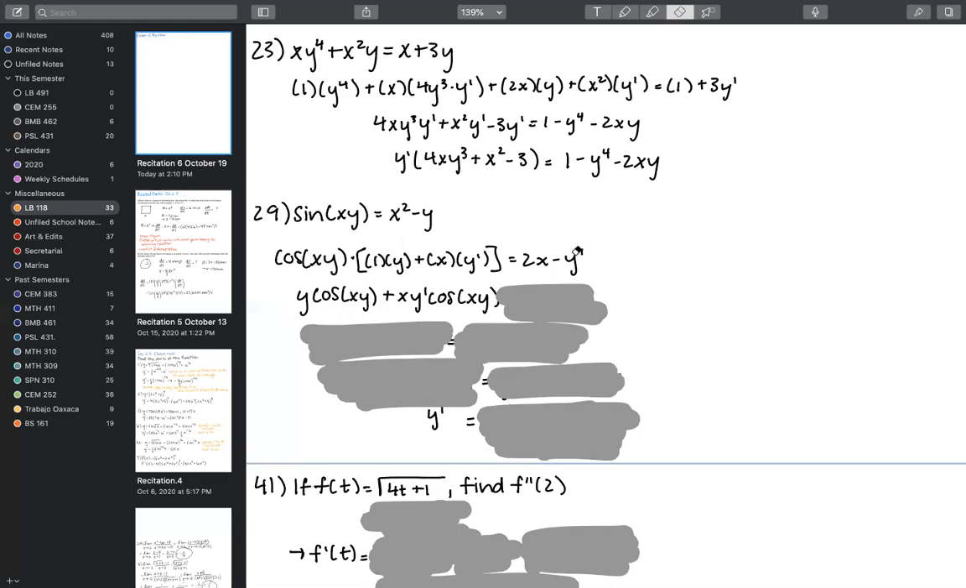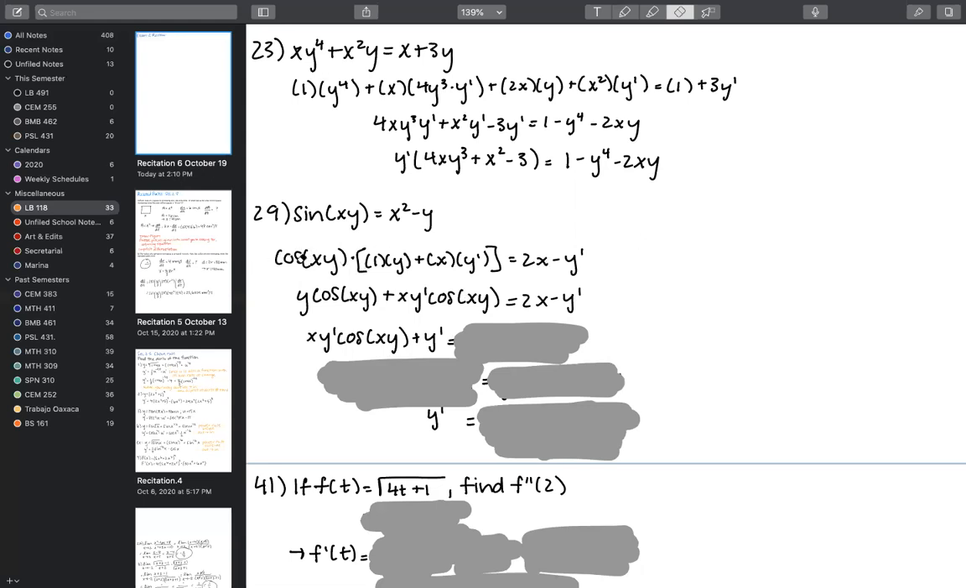However, this y prime term will then be divided by cosine of xy, and it'll be locked into that fraction, so to speak. So in order to get both y primes free so that we can isolate them, we're going to distribute this out so that we get y cosine of xy plus x y prime cosine of xy equal to 2x minus y prime. Then we can subtract this term over, and once we subtract the y prime over as well... I'm getting ahead of myself here, but to back up, we did the calculus step, we did the implicit differentiation.